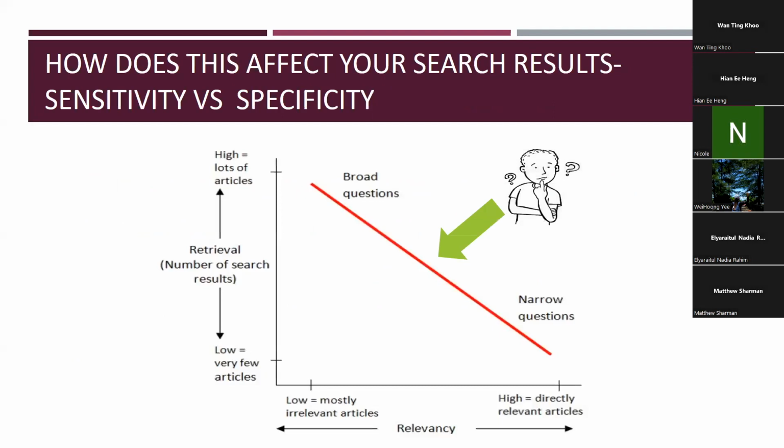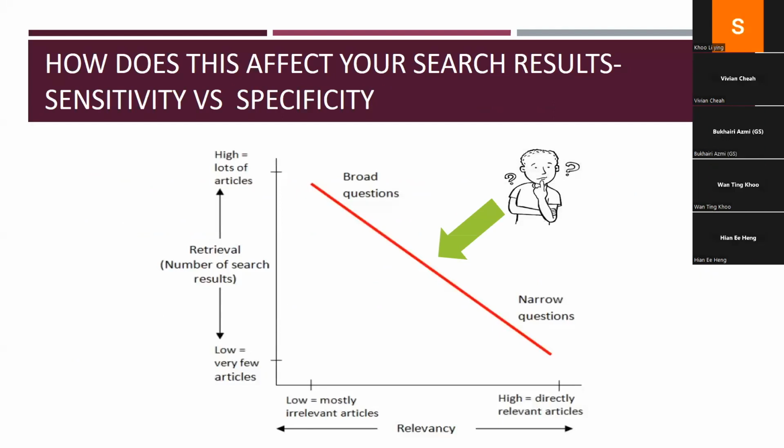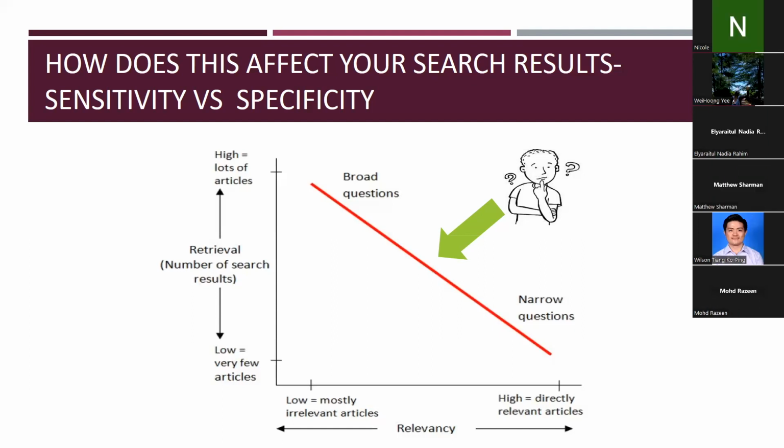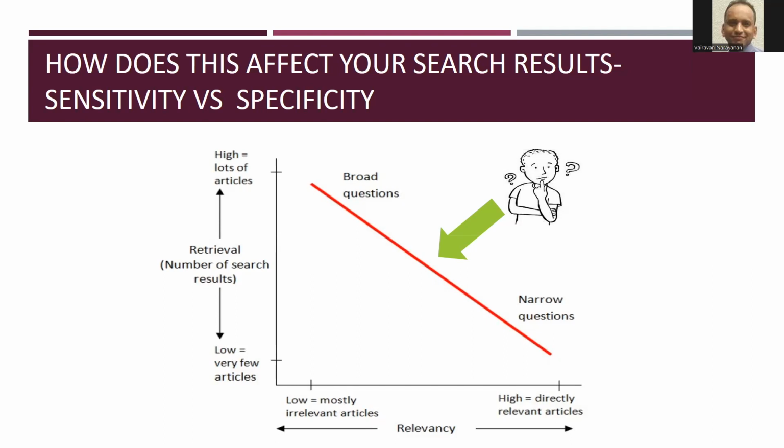So make sure your question is not too broad and not too narrow. Why I'm telling you is because when your research question is too broad, of course you will get a lot of articles, but how relevant they are, you're not sure. That's why please make sure your question is not too broad. There are too many components and too many keywords in your question. Avoid that. Try to get somewhere in between, not too narrow and not too broad.